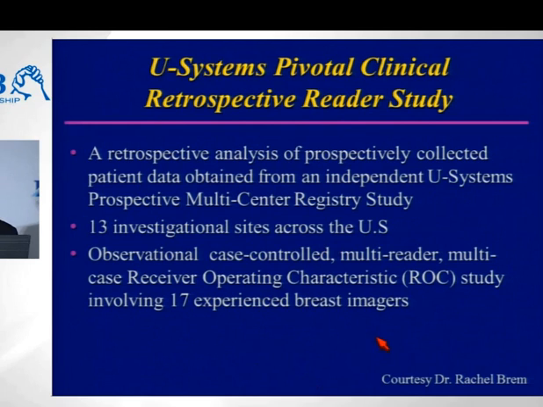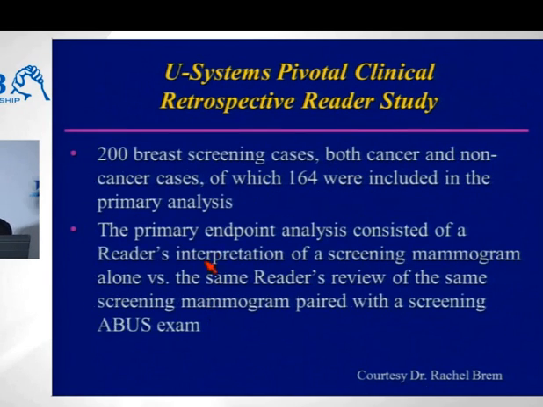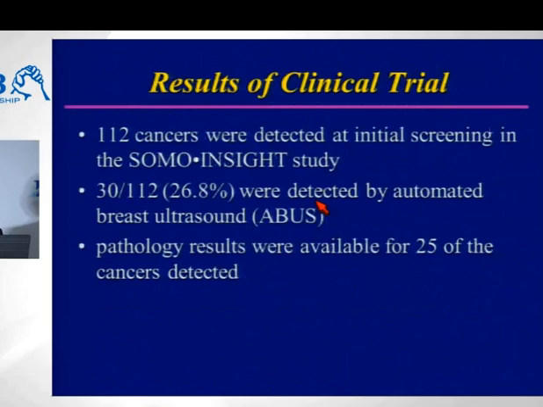Another big study that's been done, which will be published soon, Dr. Brem was kind enough to share the data, was of 15,000 women. They actually stopped the study early because they were finding more cancers than they anticipated. And out of this large prospective clinical study, they did a retrospective reader study. This was from 13 sites across the United States. And they looked at 200 breast screening cases, of which 164 were included in primary analysis. They found 112 cancers in the clinical trial.